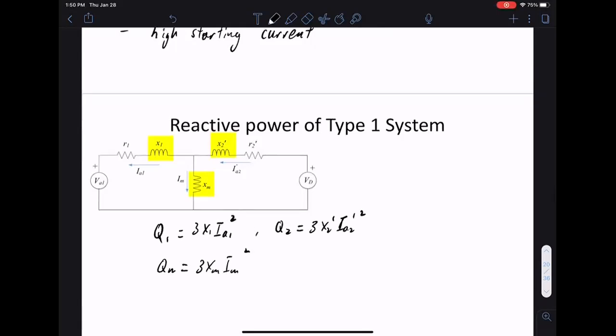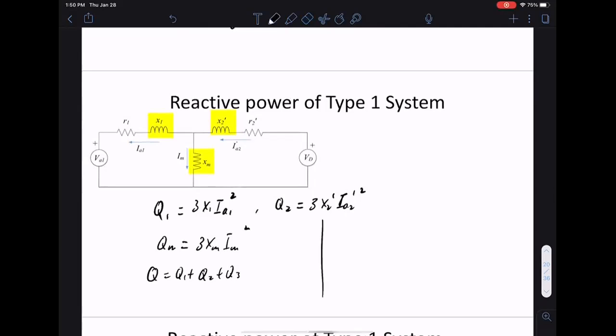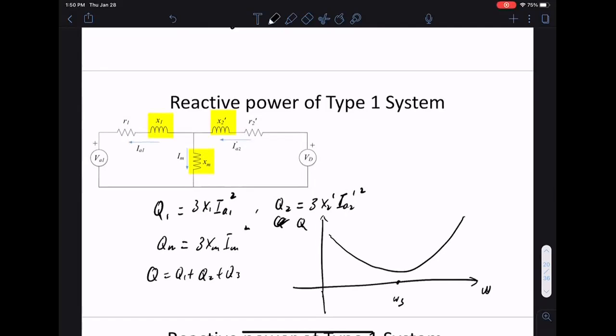If you look at the total reactive power, it looks like this. We'll always consume reactive power no matter what. Let's say this axis is the speed and this axis is Q. At synchronous speed you consume the minimum amount, and then your reactive power consumption curve goes up like this.